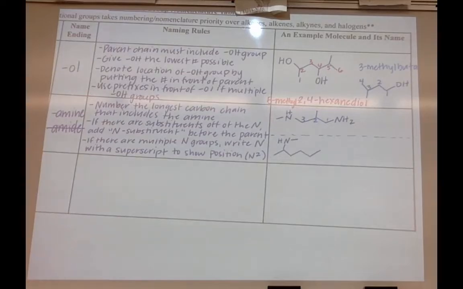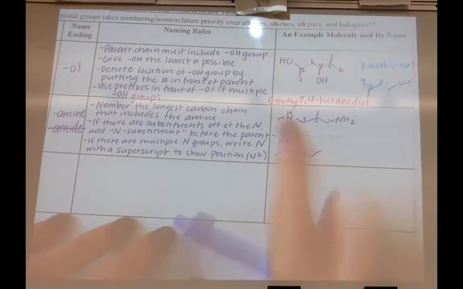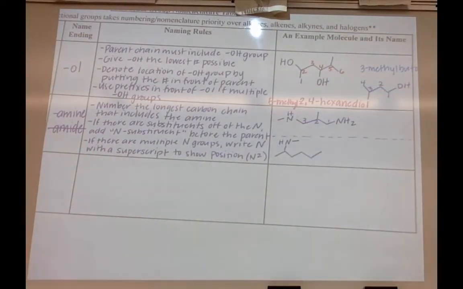Notice that there are 2 amine groups. There are 2 nitrogens here. 1 here, 1 here. What's the prefix for 2? Di, and then your ending is amine. So your parent name here is propane diamine. All one word.